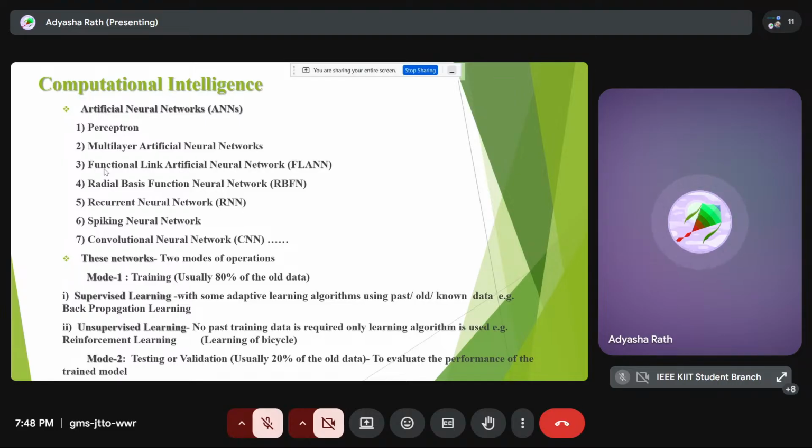Then convolutional neural network. In case of convolutional neural network, there are two parts. One is convolution, another one is neural network. Convolution is used for feature extraction. Neural network is used for what? Classification.